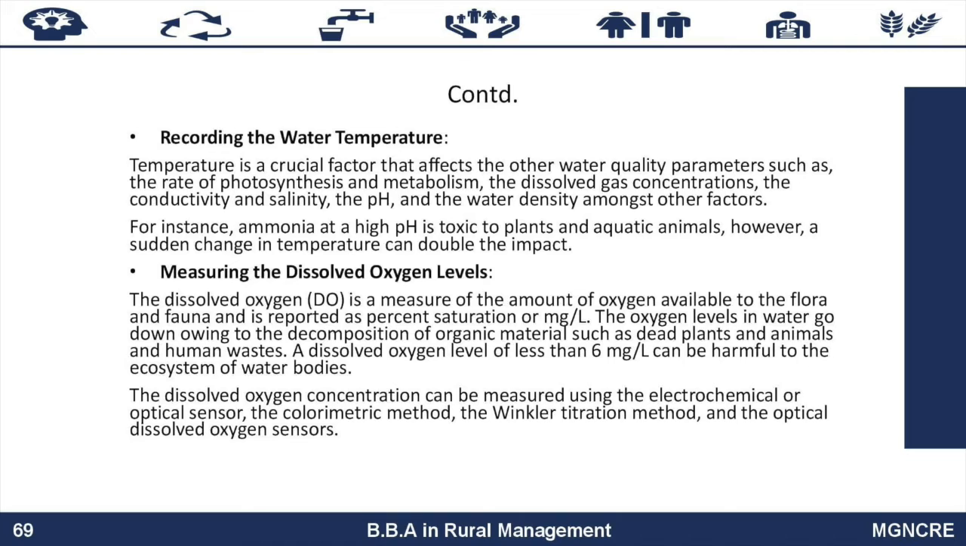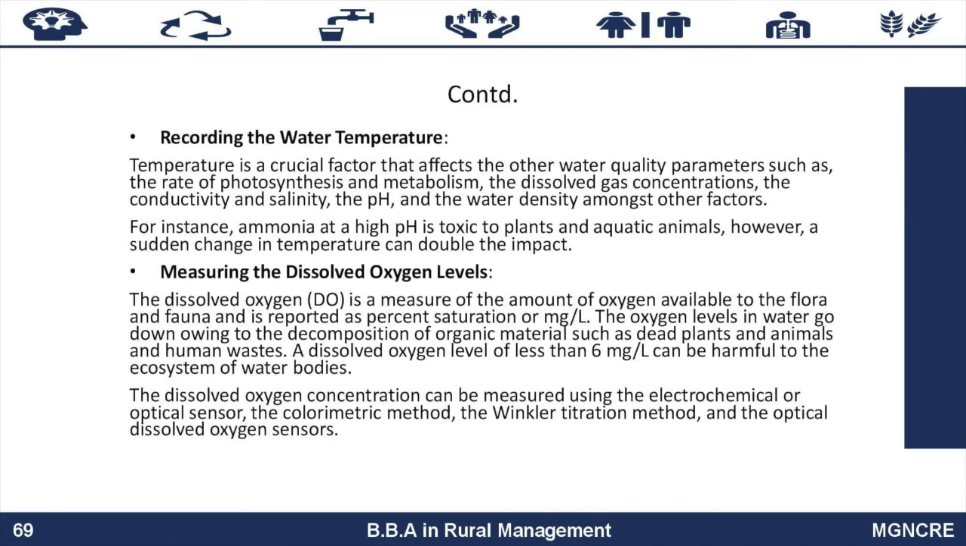The next way is recording the water temperature. Temperature is a crucial factor that affects other water quality parameters such as the rate of photosynthesis and metabolism, the dissolved gas concentrations, conductivity and salinity, the pH and the water density, among other factors. For example, ammonia at a high pH is toxic to plants and aquatic animals. However, a sudden change in temperature can double the impact.